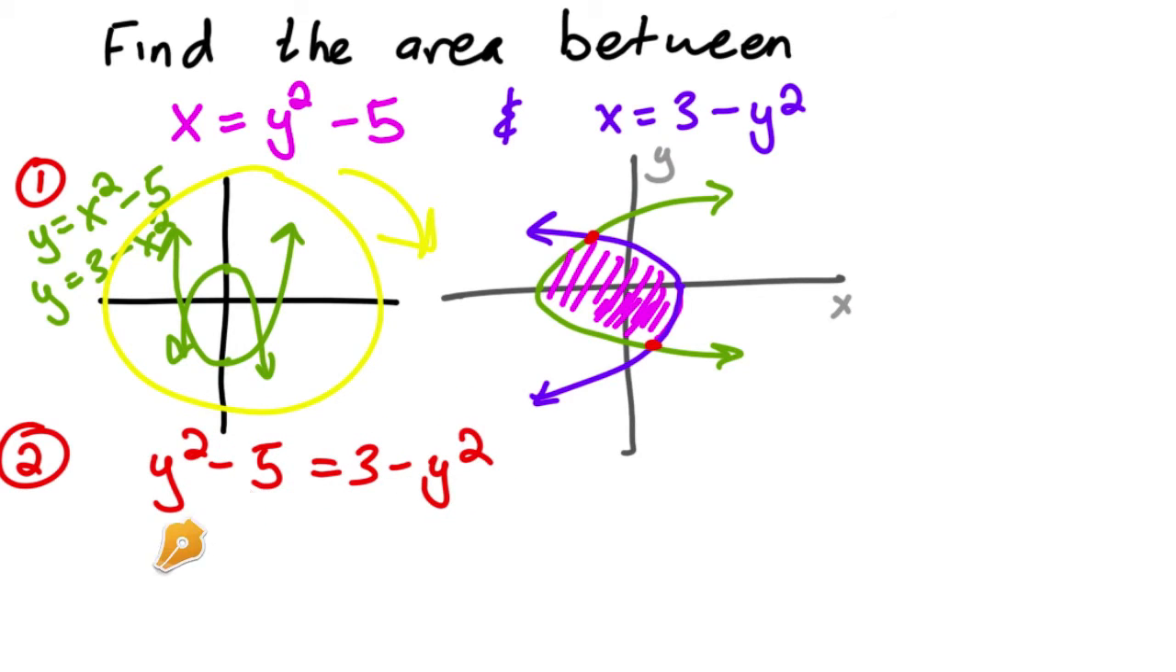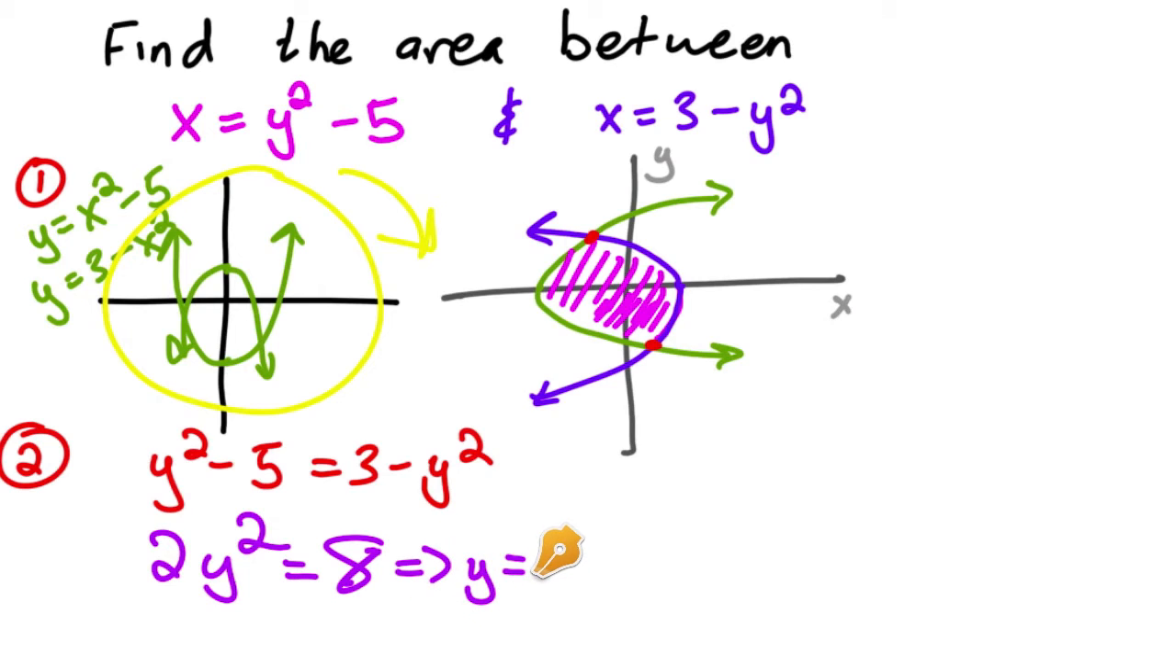Okay, and then we solve this. Let's bring over the y squared, and let's bring over the 5. So 2y squared is equal to 8. So this means that y is equal to plus or minus 2. So you divide by 2, get the square root of both sides. So that gives us these values. This is going to be negative 2, and this is going to be positive 2.